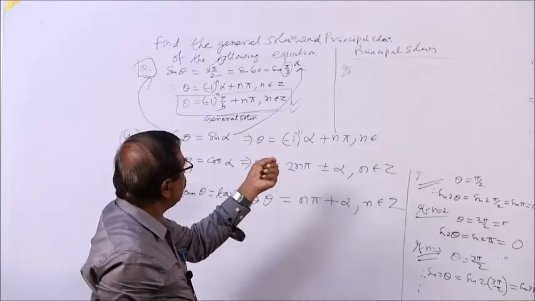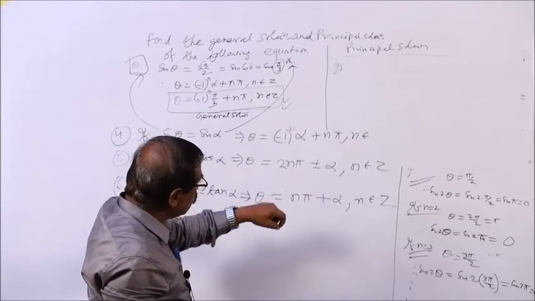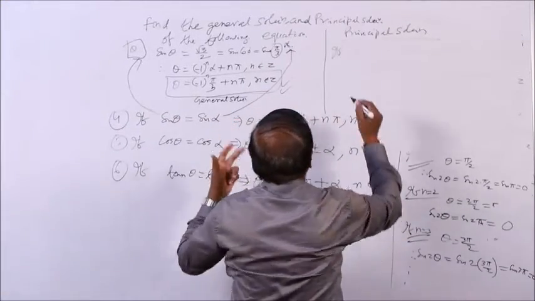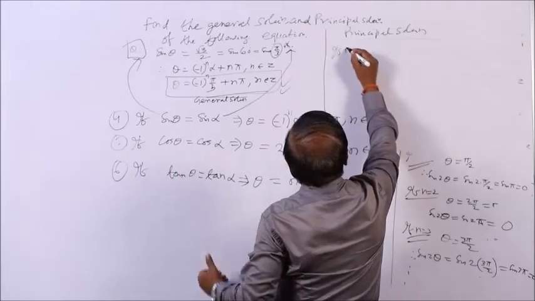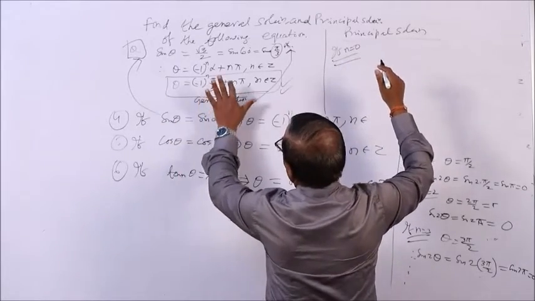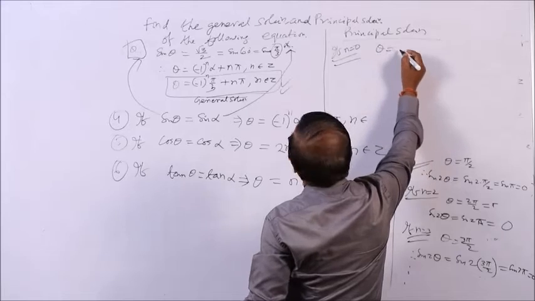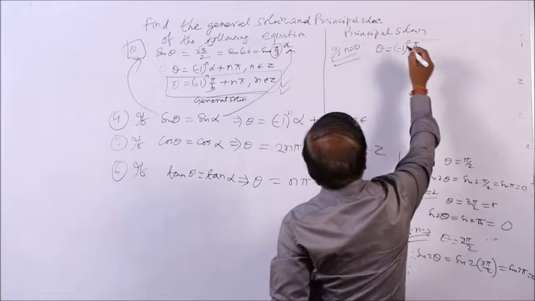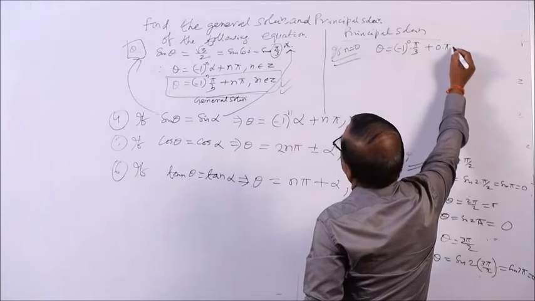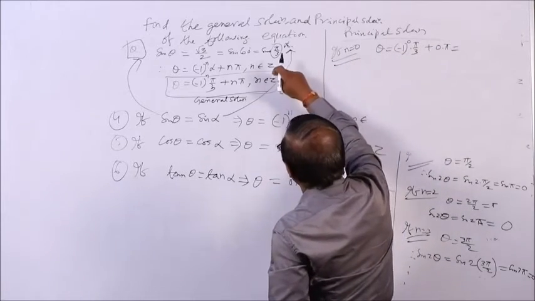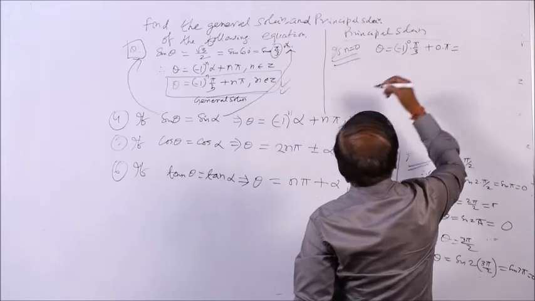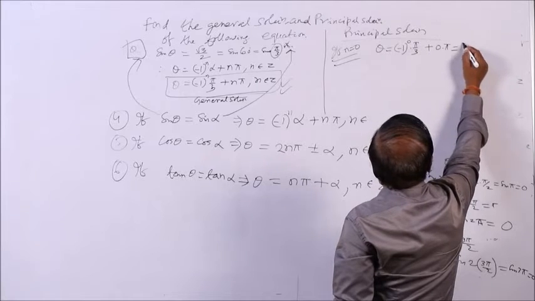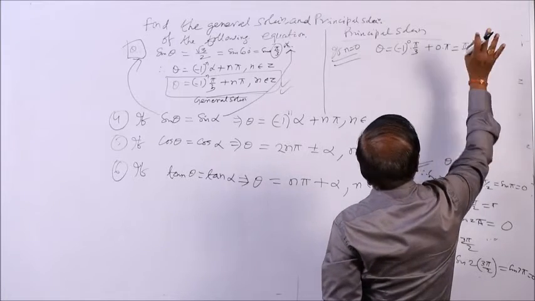If we put the value of n, then we get the principal solution, and the principal solution lies between 0 to 2 pi, I mean 0 to 360. Suppose you take, very easy, n is 0. What happens here? Theta is minus 1 to the 0 into pi by 3 plus 0 pi. Because I have taken n is an integer, and now I have taken n is 0. So minus 1 to 0 is 1, this is pi by 3, this is one answer, and this part is 0.